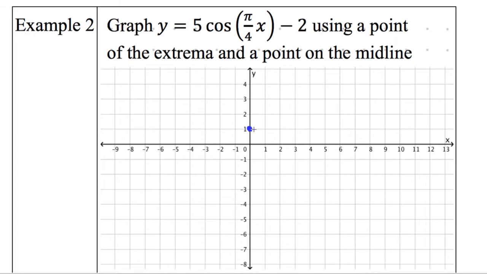And then where's the midline? On 1. No, wait. No. Wouldn't it be 0? Yeah, midline is 0. So that's what the cosine graph looks like so far. So for the sine and cosine, the midline's always going to be 0? Yes. It always starts at 0. All right. What's my next step?